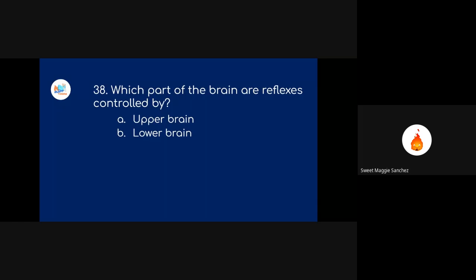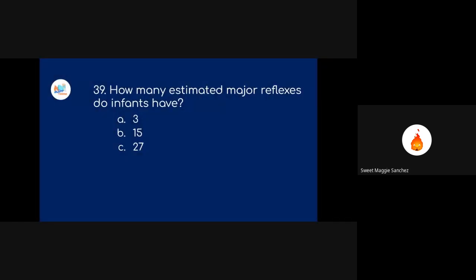Okay, timer stops. Question 39. How many estimated major reflexes do infants have? Is it A, 3, B, 15, or C, 27?